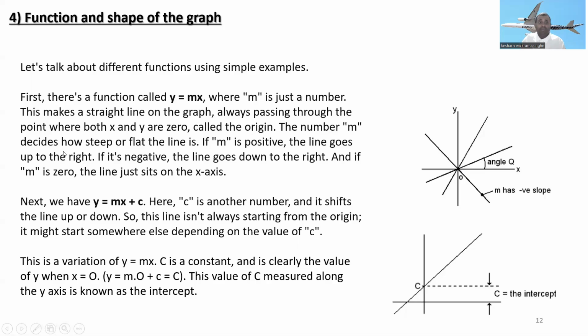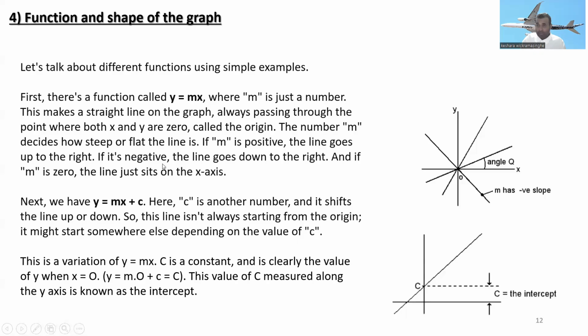So the number m, right? The number m, the gradient, decides how steep or flat the line is. It means the angle, how much steep or straight up like this. So m is the one deciding this, right?